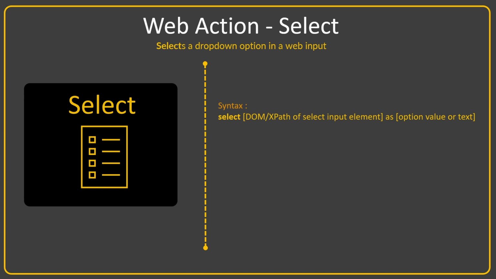The syntax is select, and you provide a DOM object or an XPath of an element which you want to select, and choose an option value in the list or specify a text to be selected. For example, variant means a DOM element, and blue is the value for that. Let's see an example demo in detail to understand more how it works.